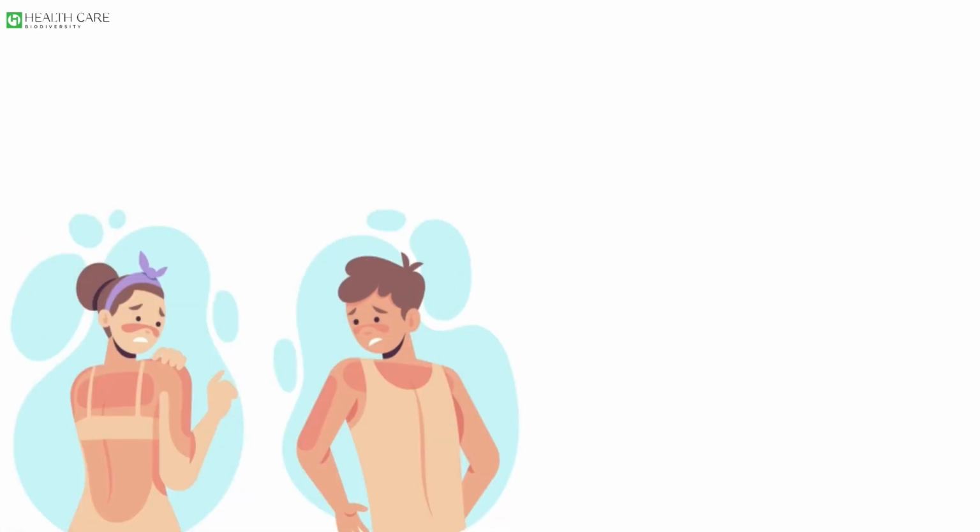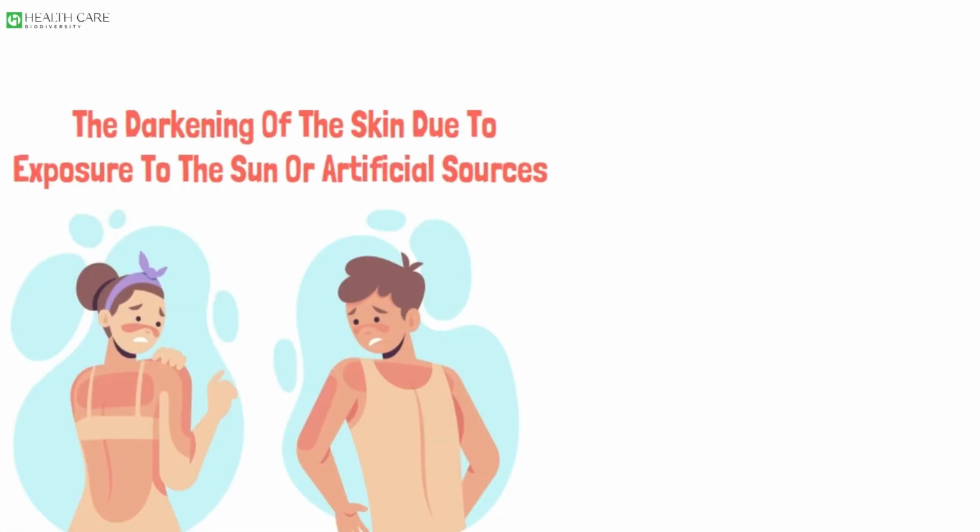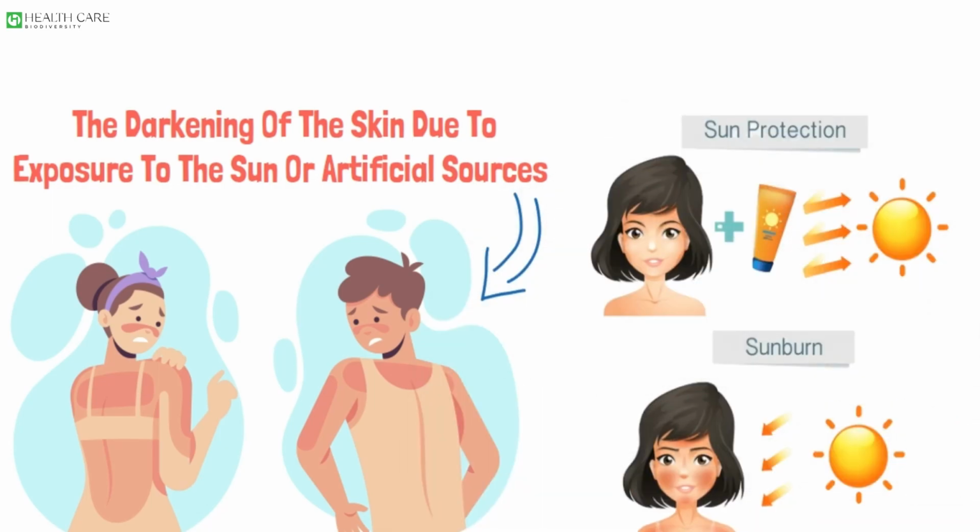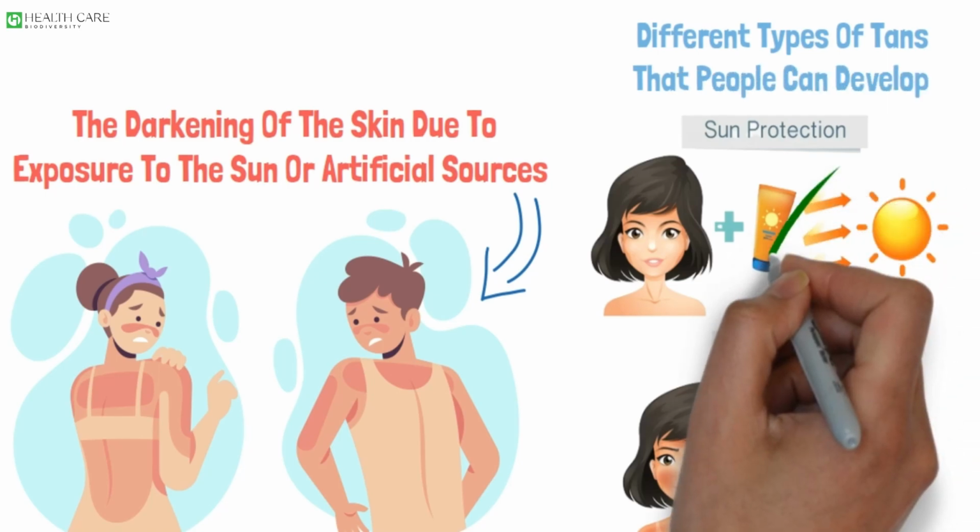Tan is a common term used to describe the darkening of the skin due to exposure to the sun or artificial sources of ultraviolet (UV) radiation. There are different types of tans that people can develop. Here are some of them.